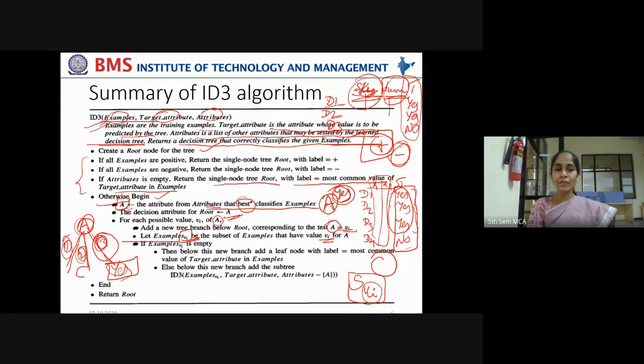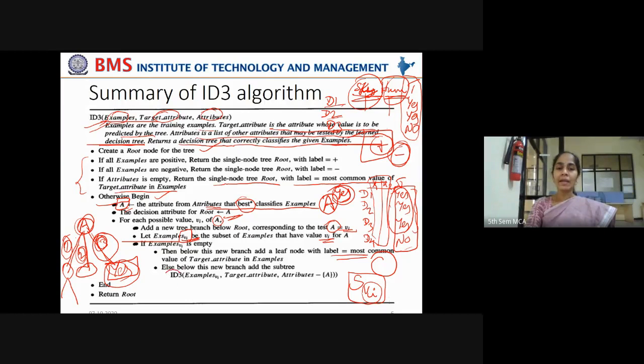Now, here there is another condition to be checked, and here there is another condition to be checked. The tree will further grow to the next level. Okay, so that is what is mentioned in these 2 steps. If examples S_vi is empty, below this new branch, add a leaf node directly with label equal to the most common value of the target attribute in the examples. Else, if that is not the leaf node, for the other cases of 1 and 2, what will happen? Else, below this new branch, add the subtree. Grow the tree to further levels, to the next level.